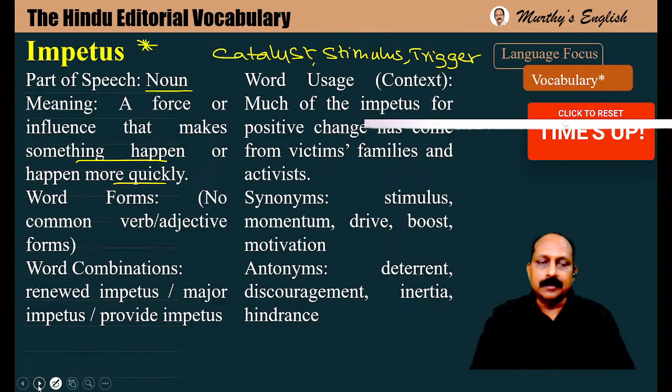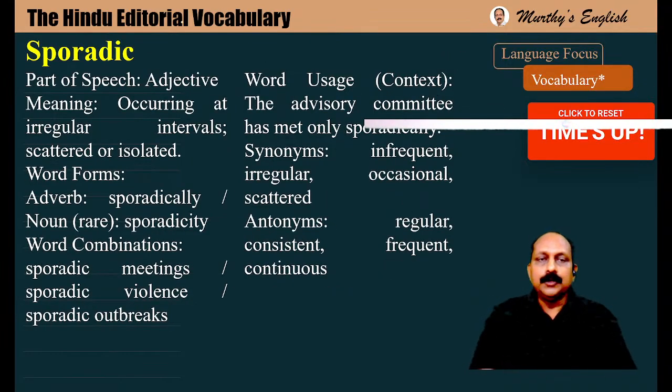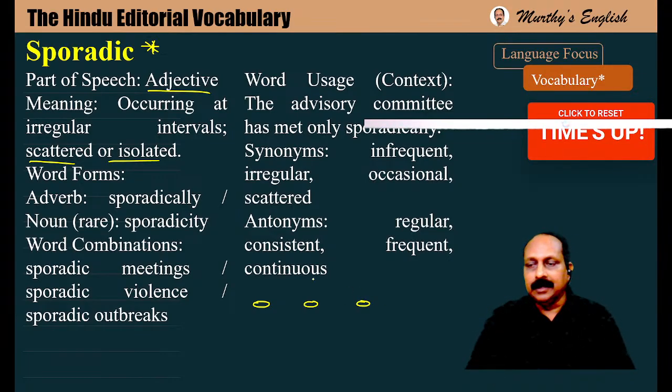Thrust also you can. Nagesh, very good. Sporadic, it goes more with rains and violence also, incidents. Part of speech adjective, occurring at irregular intervals, scattered or isolated. Something happens regularly, we don't use this word, but happens once here, once there, on and off. Then we use the word sporadic. This is also an important word.